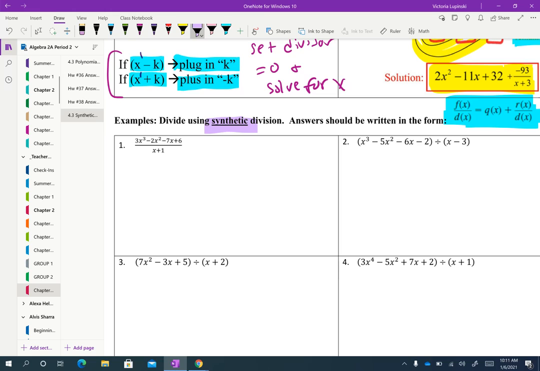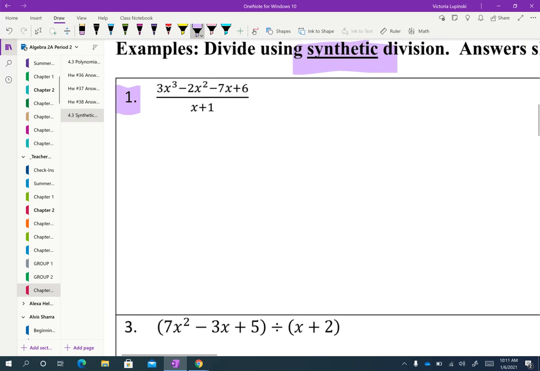Taking a look at number 1, taking a look at number 2, notice that 1 is given to you with a fraction bar, where the other is given with the division symbol. You're going to approach them the same way. I just wanted to show you multiple starting formats. So here is how we are going to approach this. You are going to start by taking the coefficients of the dividend, and you are going to write the coefficients only. So positive 3, negative 2, negative 7, and positive 6.